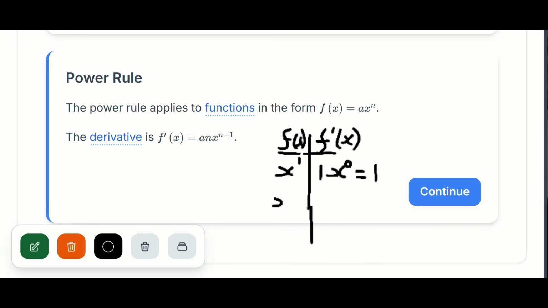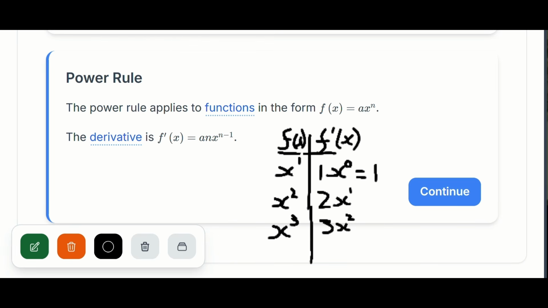If I have x squared, I've already covered this, the 2 comes down to the front, and then I have x to the power of 1, and x to the power of 1 is just x, so we don't need a 1 there. If I have x cubed, I'm going to bring the power down to the front, so 3x squared, and I'm going to take 1 from the power. That's where the squared comes from. And this goes on and on.